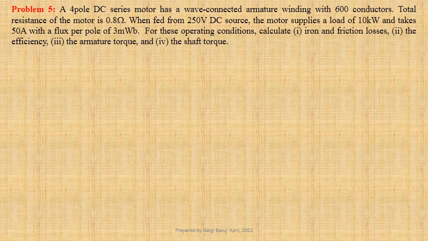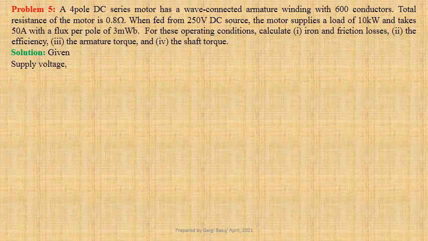A 4-pole DC series motor has a wave-connected armature winding with 600 conductors. Total resistance of the motor is 0.8 ohm. When fed from a 250 volt DC source, the motor supplies a load of 10 kilowatt and takes 50 ampere with a flux per pole of 3 milliweber. For these operating conditions, we have to calculate iron and friction losses, the efficiency, the armature torque, and the shaft torque. Let us first write down the given data.